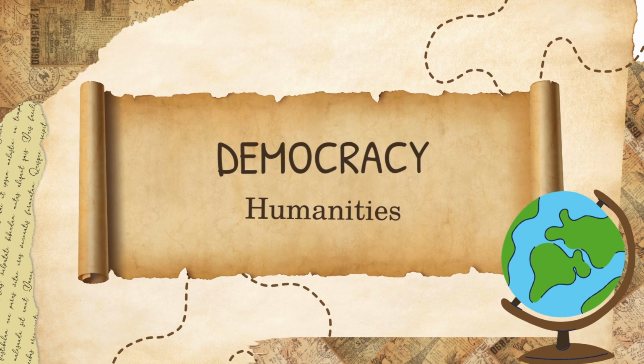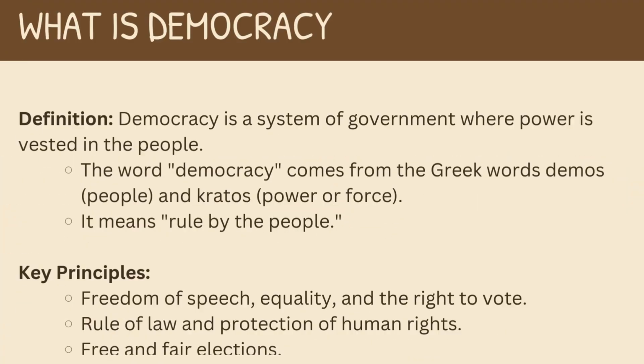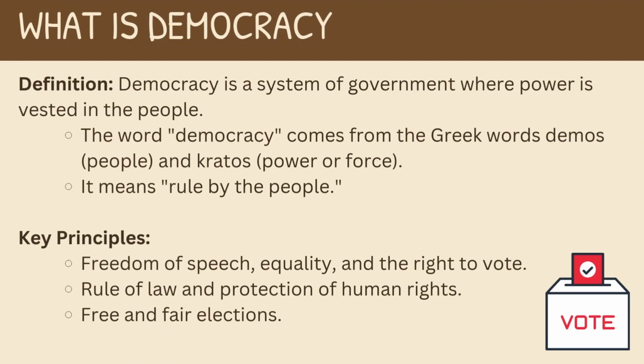Democracy. Democracy is one of the dominant political systems of our times, and it would be very important to know as a concept as you explore ideologies and different types of government. So, what is democracy? Democracy is a system of government where power is vested in the people. It comes from the Greek words demos, people, and kratos, power or force, which essentially means ruled by the people.